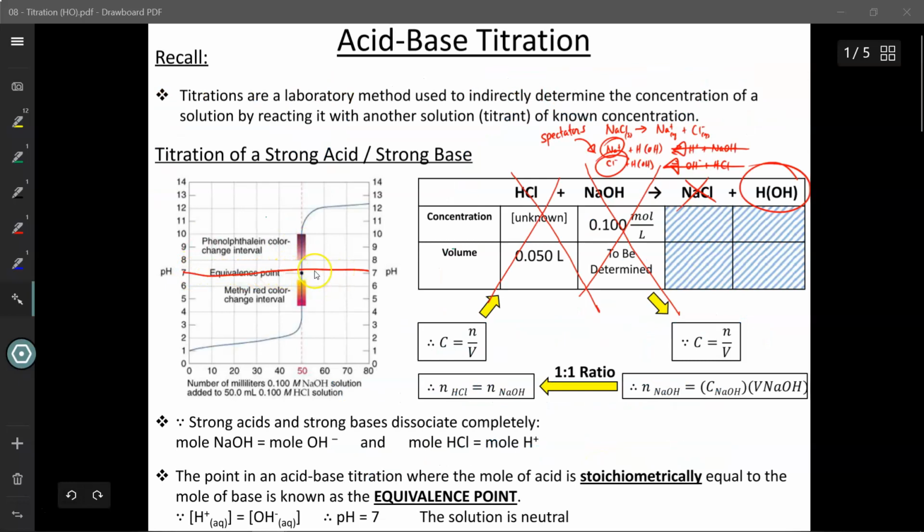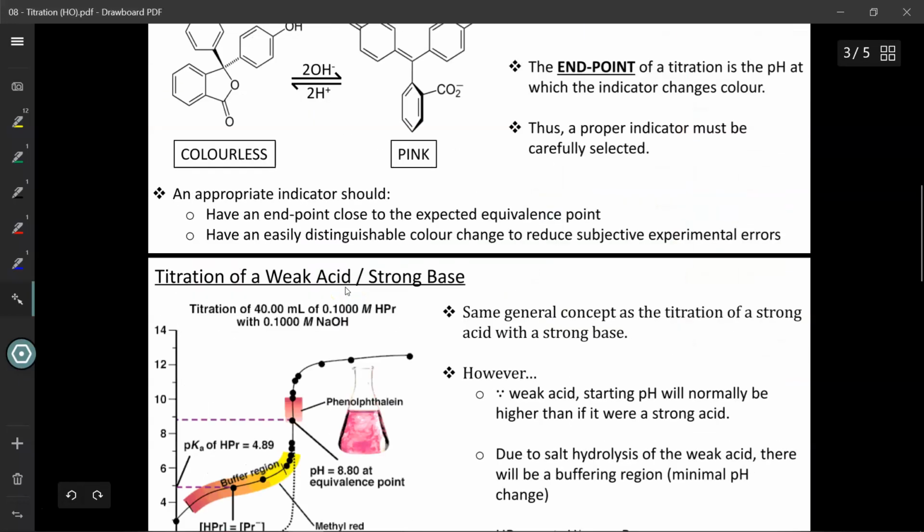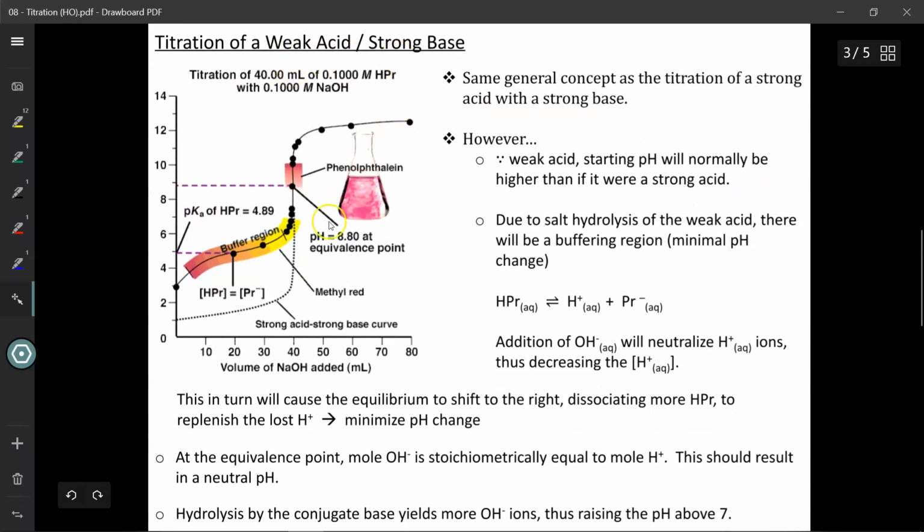So unlike the equivalence point at a strong acid, strong base titration where the pH is equal to 7, your equivalence point for a weak acid, strong base titration will be slightly basic, and that is due to the salt hydrolysis of the salt you produce, leaving you with hydroxide ions left over in your solution.